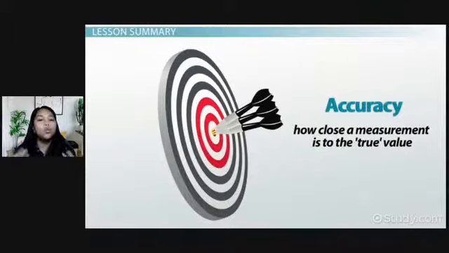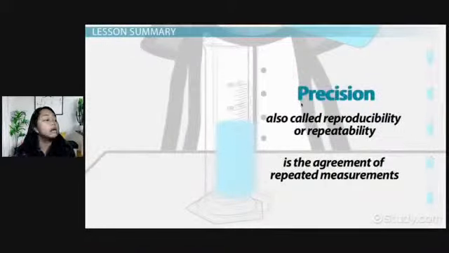And so, we cannot say that it is precise. Hindi siya accurate because malayo siya sa actual value. Okay, so accuracy is how close a measurement is to the true value. On the other hand, it is precise.